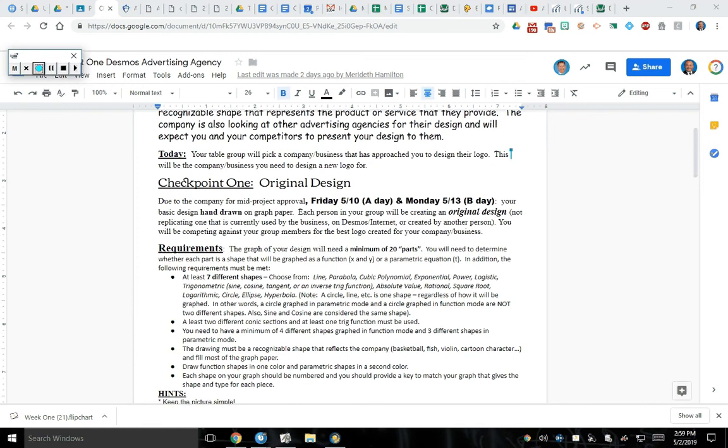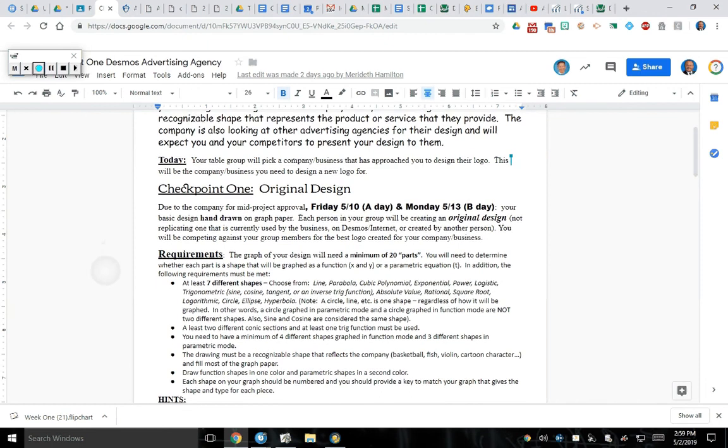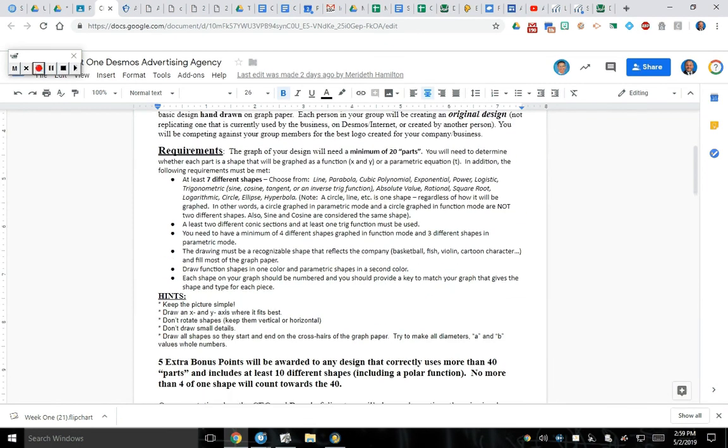Now check this out. Not replicating one that is already used, not on Desmos, not on the internet, or created by another person. You will be competing against your group members for the best logo created. And there are bonus points for the best logo created. Okay? So the requirements. Pre-AP has 45 parts. You have a minimum of 20. Pre-AP has to do parametric, function, and polar. All you have to do is function and parametric.